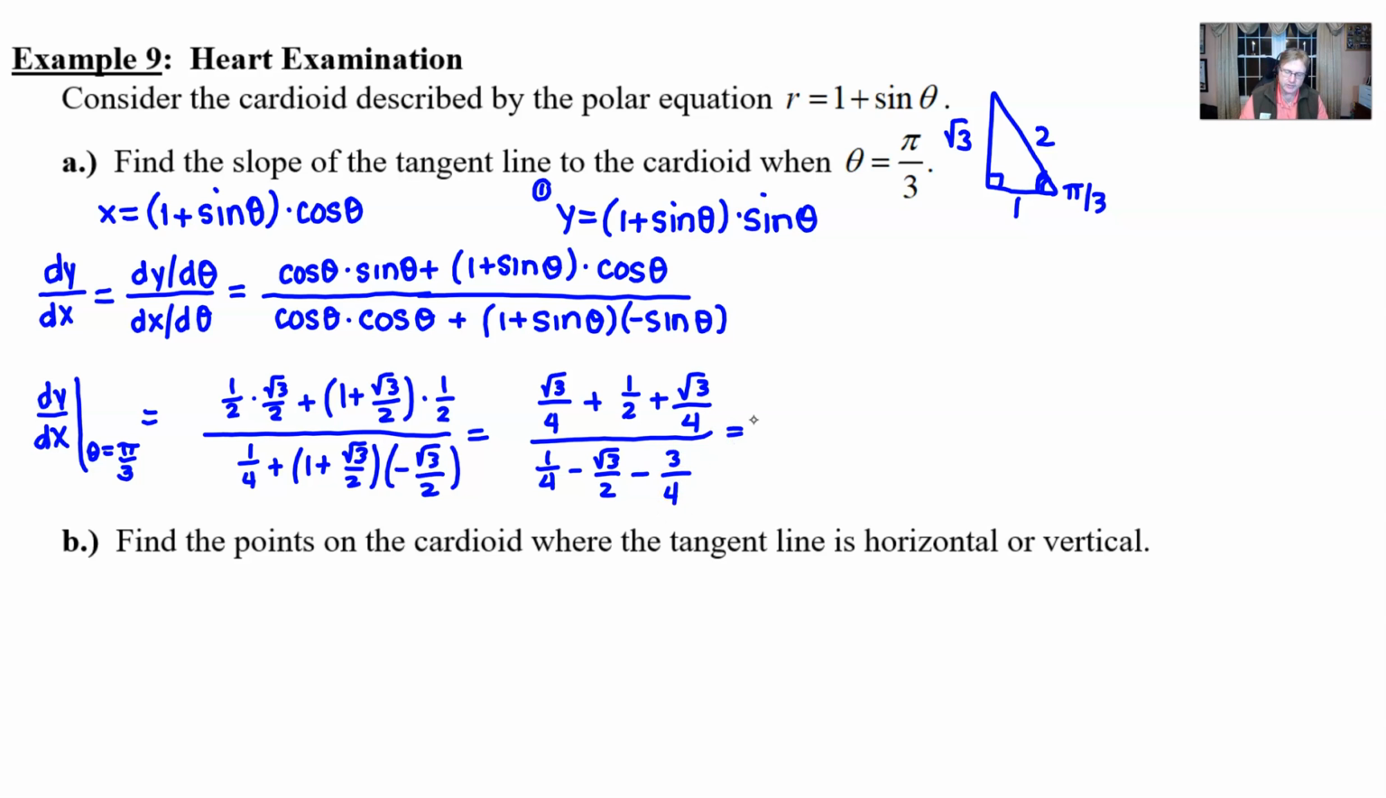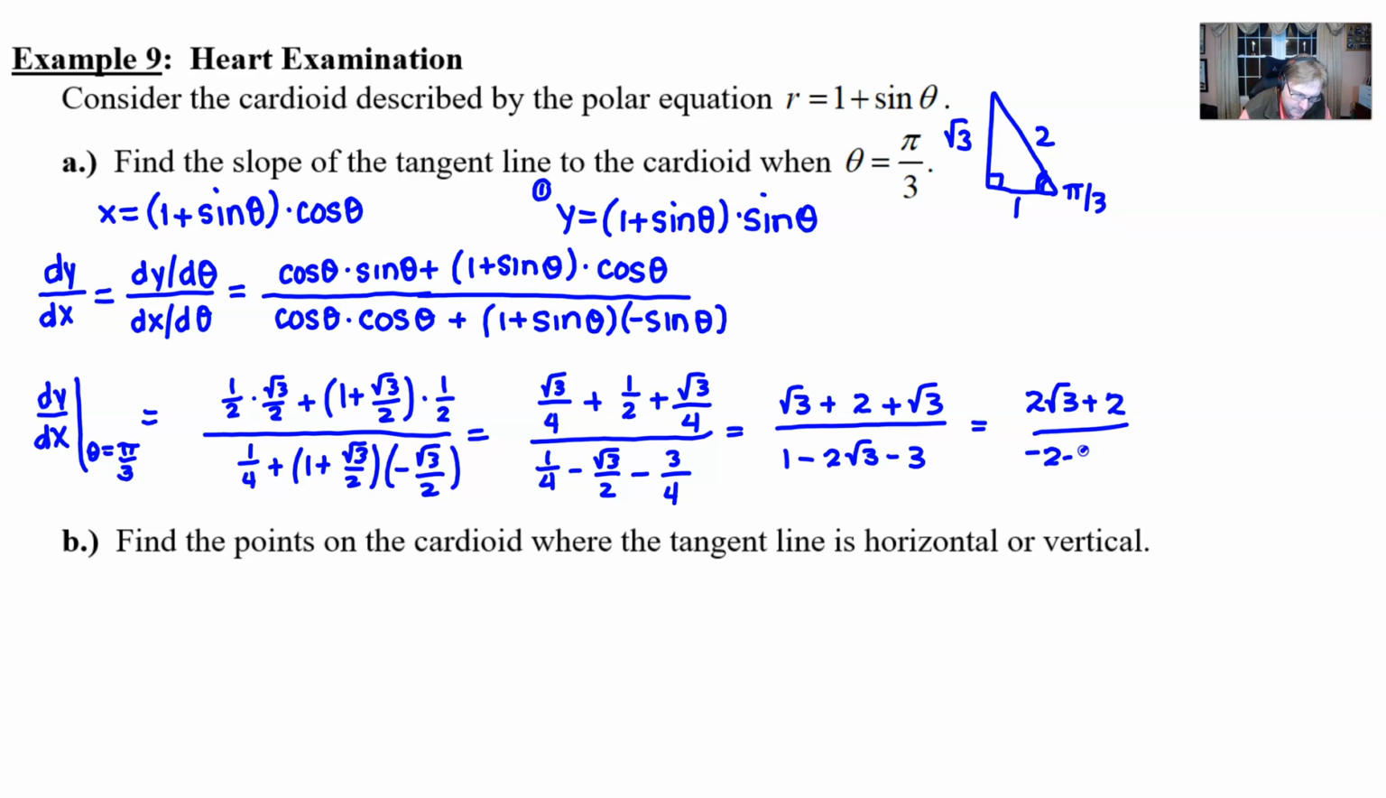If we continue to simplify, I am going to multiply the top through by a 4. What this does is essentially give me root 3 plus 2 plus root 3. And if I multiply the bottom by 4, I have 1 minus 2 root 3 minus 3. And when all is said and done, 2 square root of 3 plus 2 is on top.